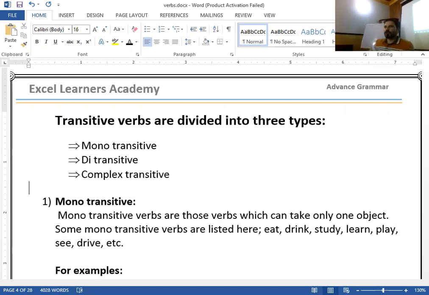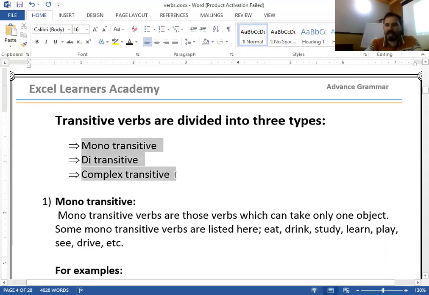First of all, we studied about verbs. A verb shows us three things. Number one, physical, mental, and state of being. We have two types of verbs. Number one, ordinary. Number two, auxiliary. Among the ordinary verbs we have transitive verbs. The transitive verbs have three types. Let's talk about the types of transitive verbs.